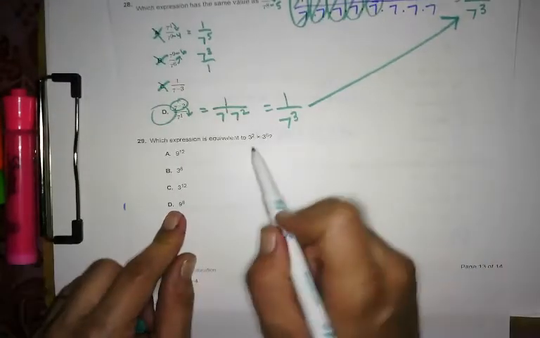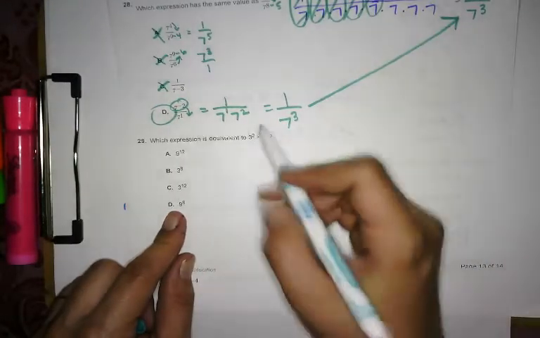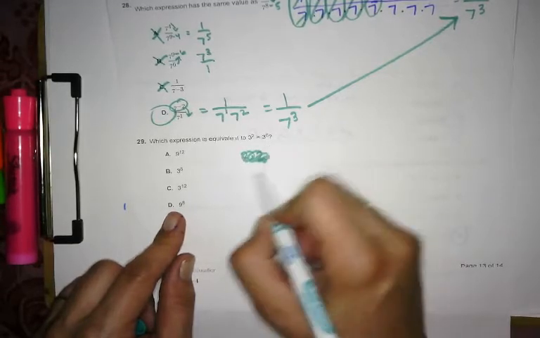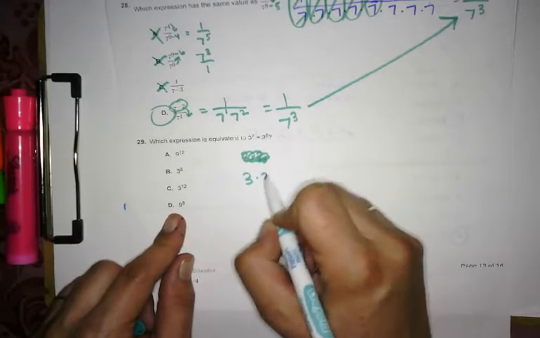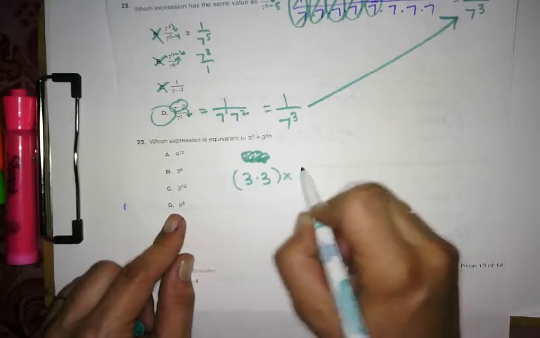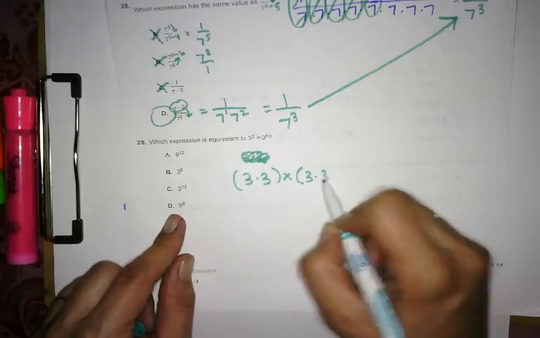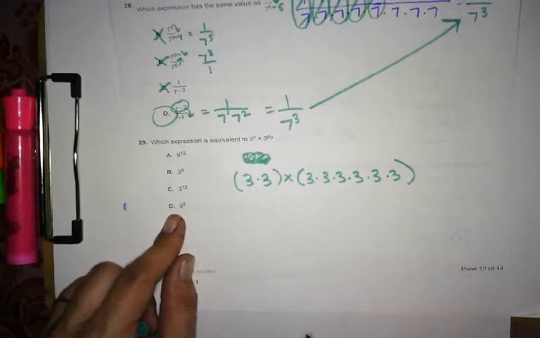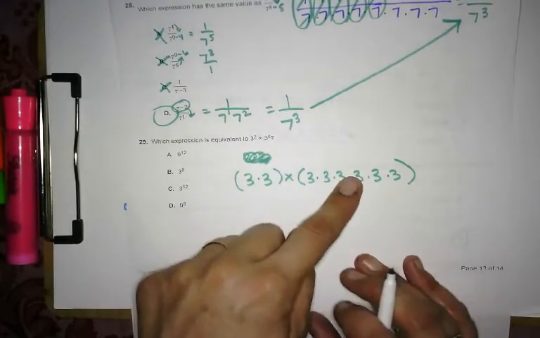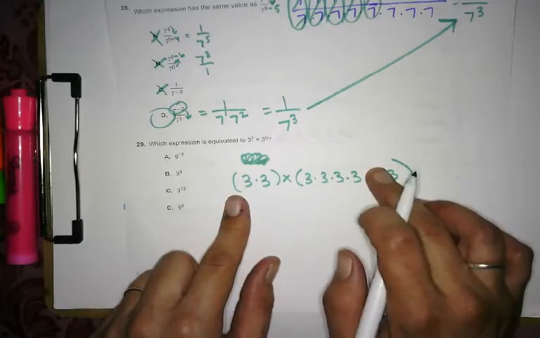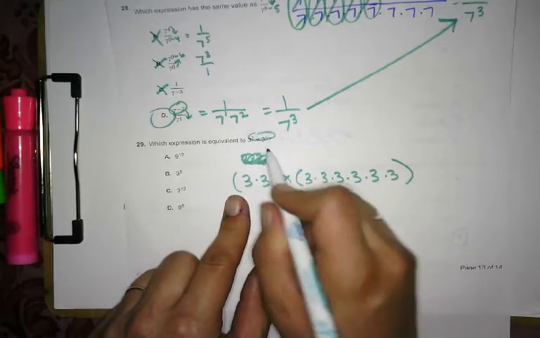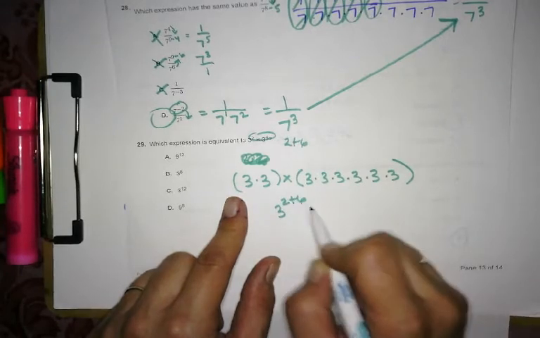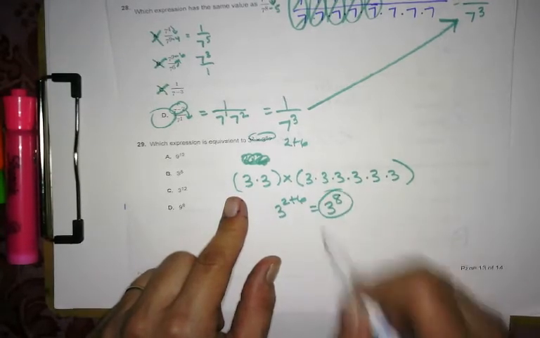Okay, which one's equivalent to 3 squared times 3 to the 6th? 3 squared, and then times 3 to the 6th. Right, so here's my squared, here's my to the 6th, which means altogether, if I total them up, I'm really just adding 2 plus 6 here to say that it's 3 to the 8th.